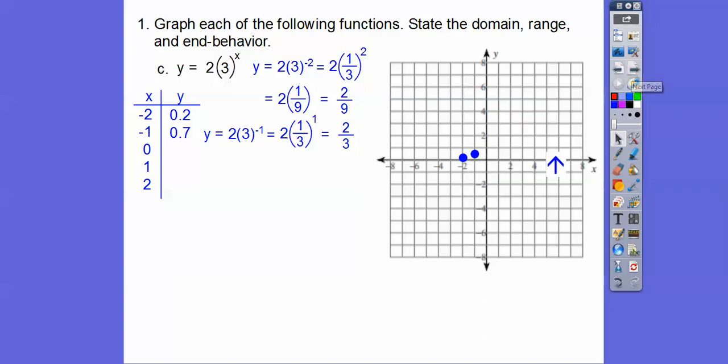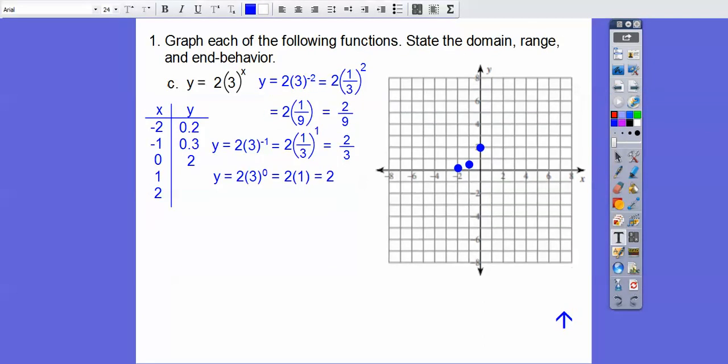Let's keep going. So that's going to change back to that 3, but that should be 0.7 because it's 2/3. It's that right there. Sorry about that. And then so let's do 3 to the 0. So 3 to the 0 is 1, and then 2 times 1 is 2. So we'll go over 0, up 2. Okay, let's see if I can just keep changing that there. That's a 7, sorry.